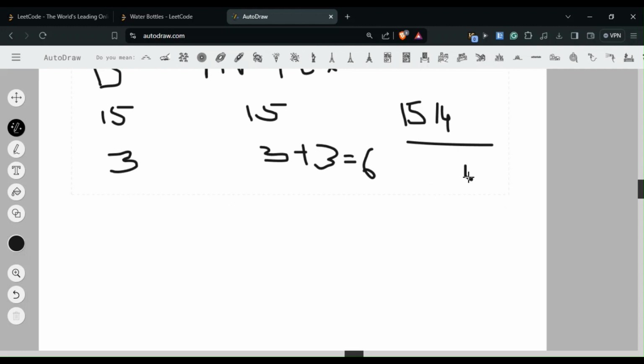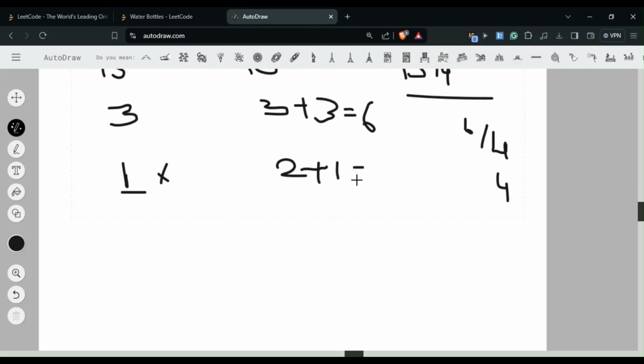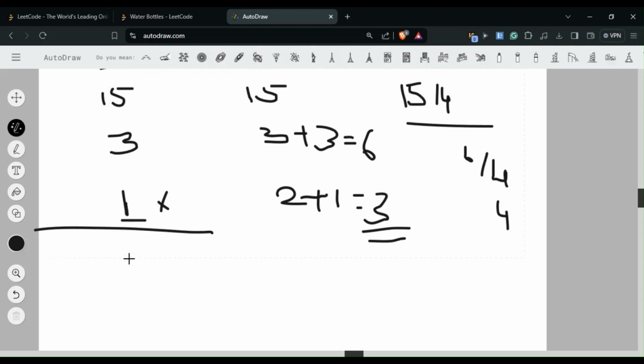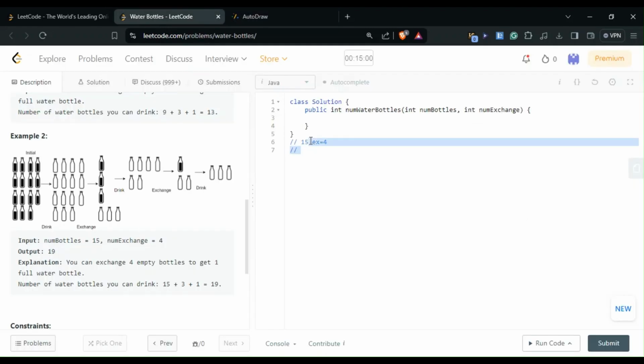Now in the next turn, it will be 6 by 4. That is one bottle I'll get to drink. I'll be losing 4 bottles, so I'll be left with 2 bottles here, and 4 I will give to get this one free. So I'll drink this one, this will be plus 1, and this will be 3. There's no point in going forward because we are left with 3 bottles and can't give the 3 to get any filled bottles. So this is 15 plus 3 plus 1, 19. Let me check if that is the case. Correct. Got it.